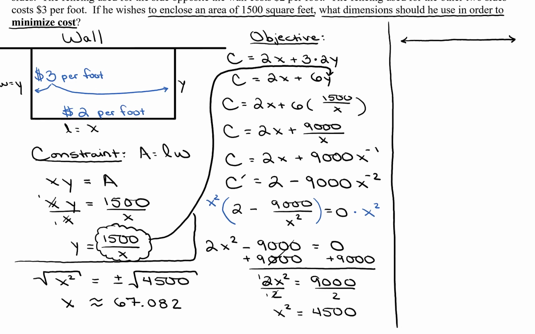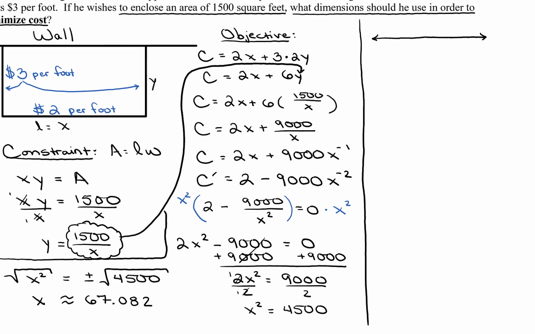I've drawn a number line. I've labeled my number line with C prime, or the first derivative of C. I've also written down my critical value of 67.082. I'm going to choose test points on either side of this value. On the left-hand side of this value, I'm going to choose the test point of 1. And on the right-hand side, I'm going to choose the test point of 68. Let's substitute these values into the first derivative of C and see what we get.